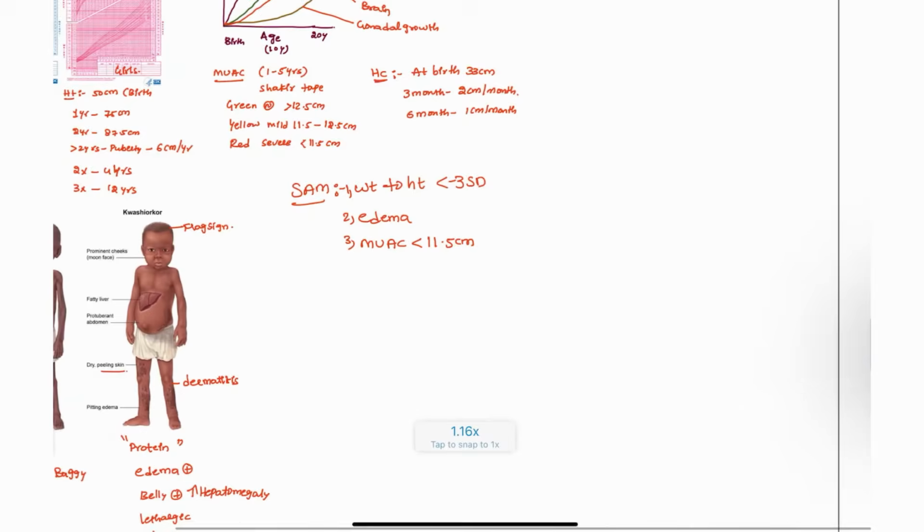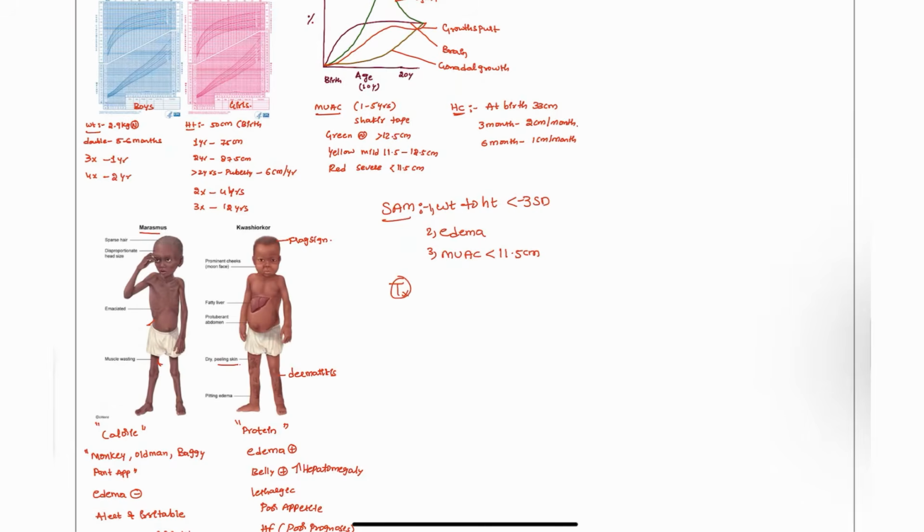Next, what about the treatment for this patient? So there is a treatment protocol as per the WHO.